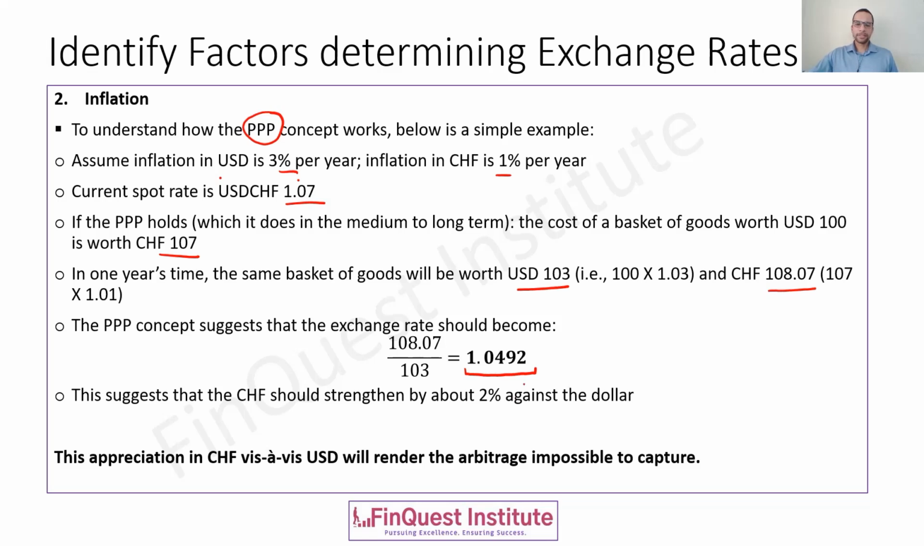And it is this precise appreciation in CHF vis-a-vis the American dollar that would make or render the arbitrage opportunity impossible to capture. So this is further how exactly PPP can relate with the way in which FX rates move.